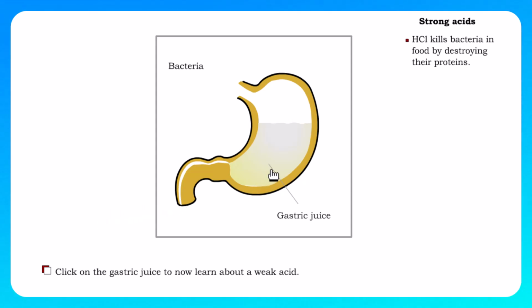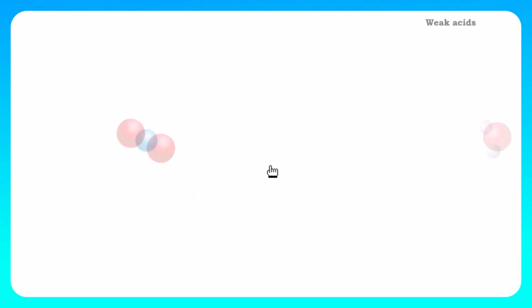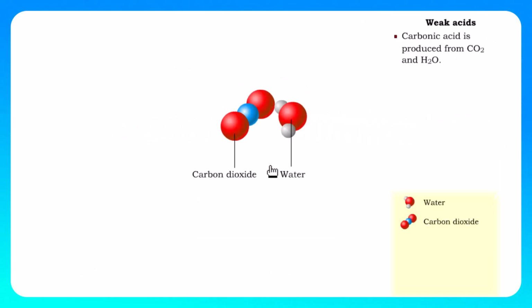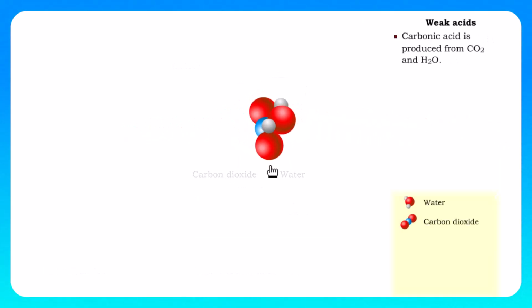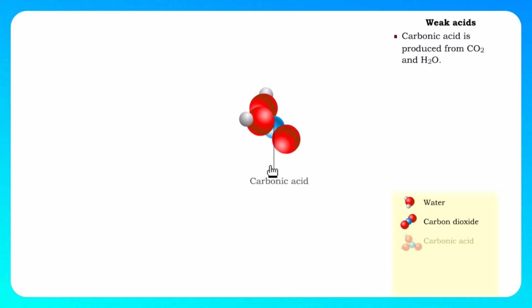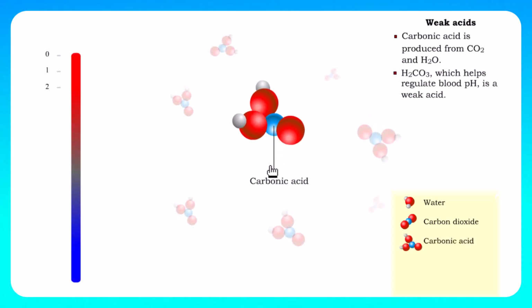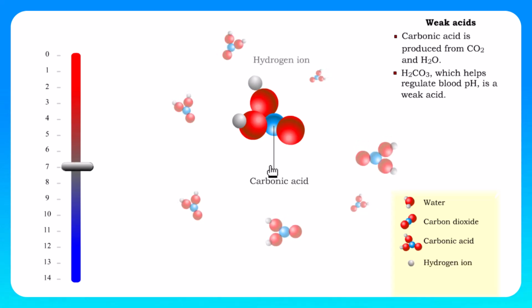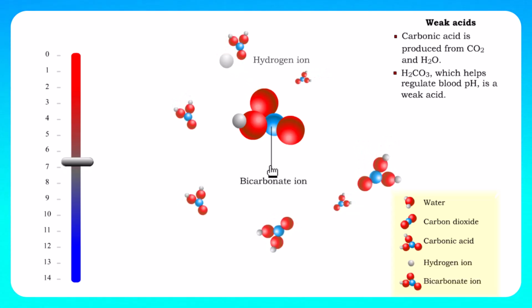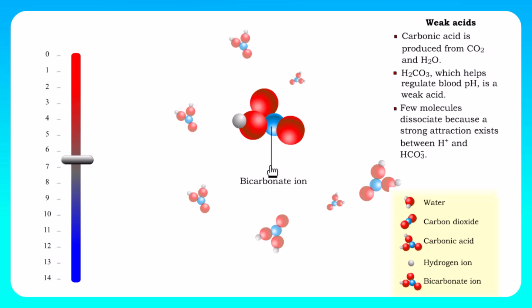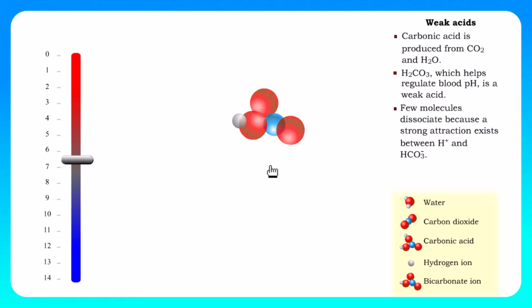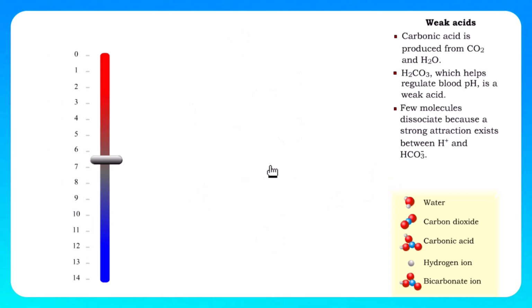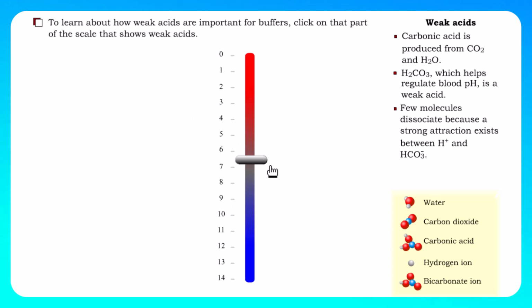Now let's take a look at the weak acids. Carbonic acid is a weak acid. It is formed when carbon dioxide is released into water. It is important in regulation of blood pH. A weak acid only partially dissociates in water because there is a strong attraction between the hydrogen ion and a bicarbonate ion.